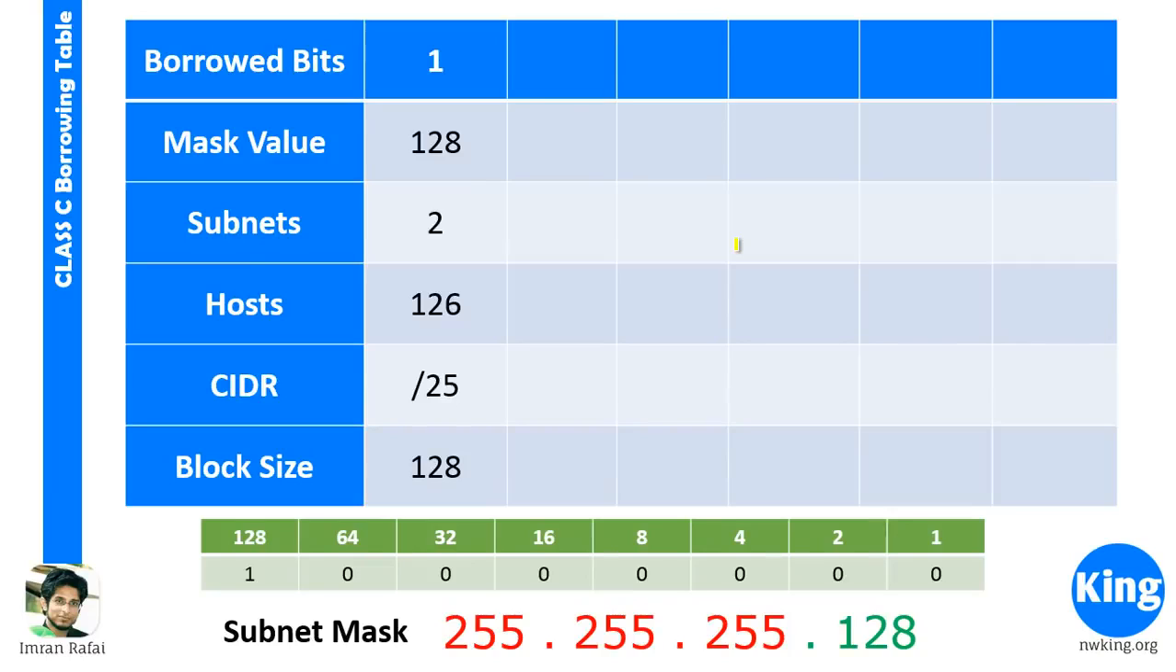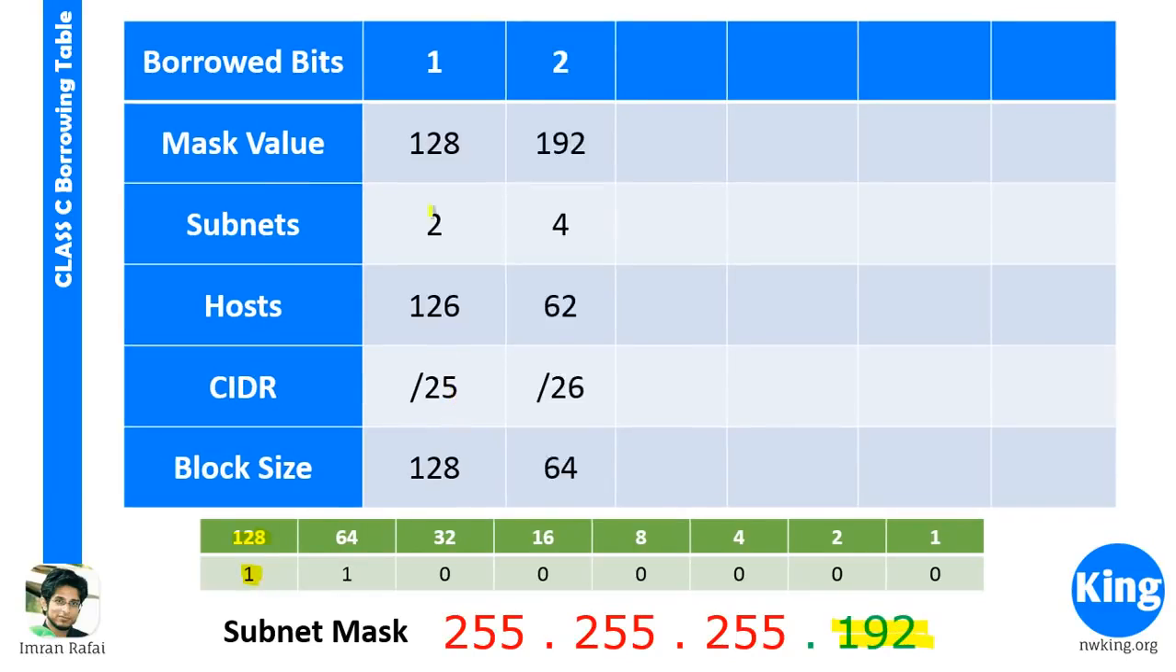For the class C borrowing table, I've made a small table to make things very easy. When we borrow 1 bit, the mask value becomes 128, so it is going to be 255.255.255.128. When you borrow 1 bit, it creates 2 subnets. How do you know it's 2 subnets? It's very easy: 2 to the power of the number of bits borrowed, 2 to the power 1 is 2. The block size, if 1 bit is borrowed, is the place value, so 128. The number of hosts is the block size minus 2. CIDR is /25, because it was /24 for class C and you're adding one more.